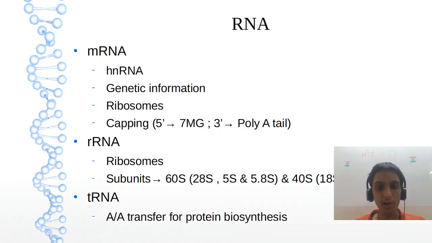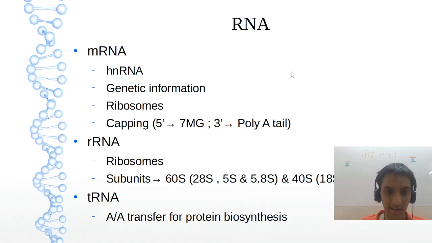Okay. Also, two processes will happen, that is the capping and tailing. What is capping? Capping happens at 5' end, tailing happens at 3' end. At the 5' end, 7-Mg will be added, that is the 7-methyl guanosine. At the 3' end, poly A-tail residues will be there.